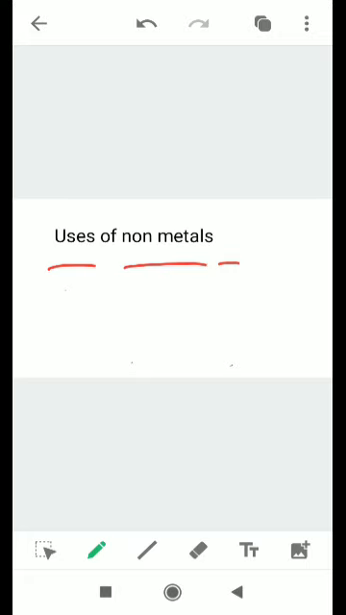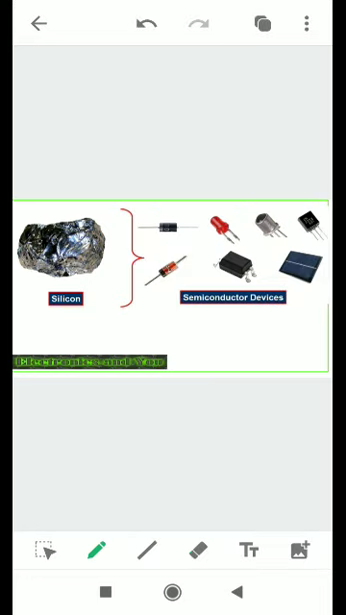So let us see the uses of non-metals. Sulfur, silicon, phosphorus, carbon, these all are non-metals. So let us see silicon. Students, silicon is used for making semiconductor devices, meaning it is used in making electronic devices. It is used in making computer chips, microchips, solar cells, and in the manufacture of waterproof clothes and insulating materials, and there are many more uses of silicon.